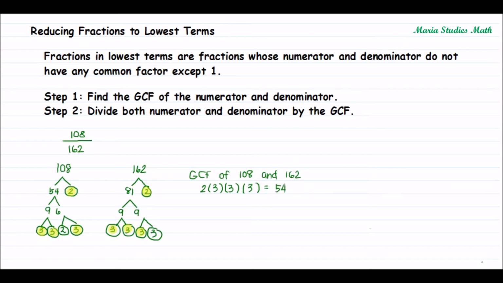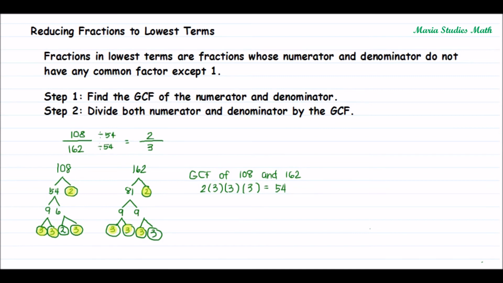Now that we know their GCF, we have to divide both the numerator and the denominator by that number. So that is divide by 54, divide by 54. 108 divided by 54 is equal to 2. 162 divided by 54 is equal to 3. If you ask me how I did that, just divide. You can do it. I believe in you.